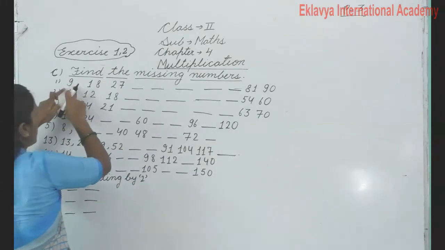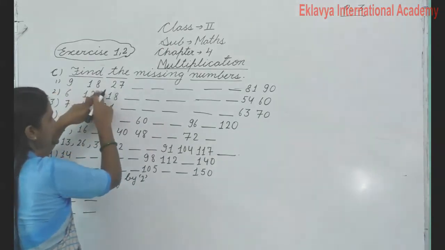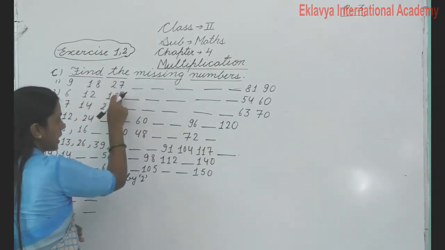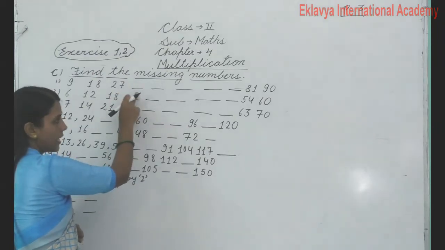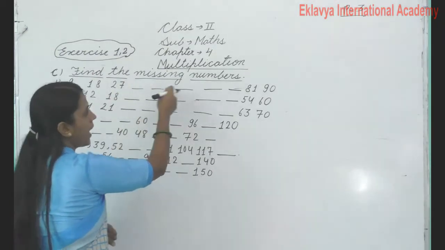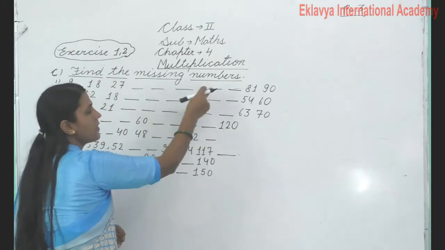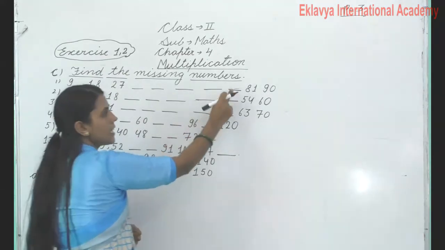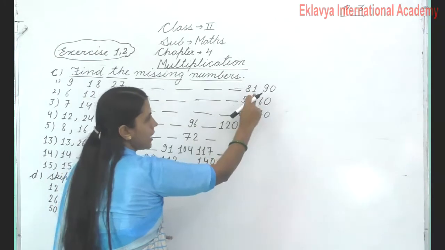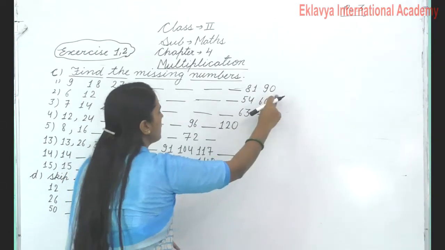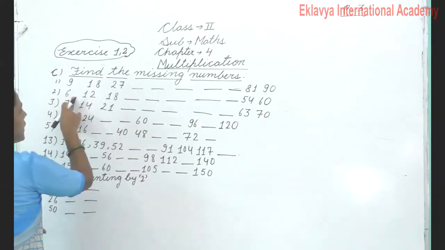9 1 ja 9, 9 2 ja 18, 9 3 ja 27, 9 4 ja 36, 9 5 ja 45, 9 6 ja 54, 9 7 ja 63, 9 8 ja 72, 9 9 ja 81, 9 10 ja 90. And second, speak all.